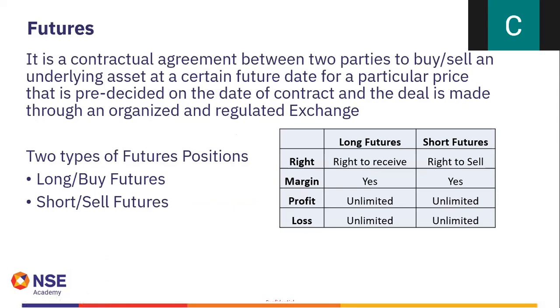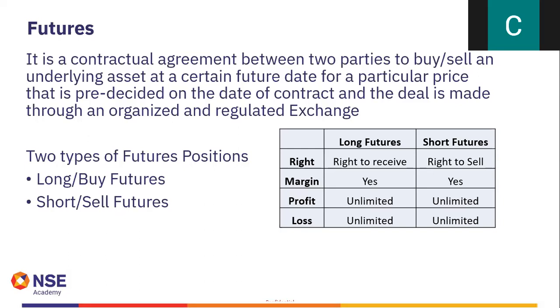Coming to futures and options in detail. What exactly is a futures? It's a contract between two parties. One party will be buying a futures contract, one party will be selling. Two parties to buy or sell an underlying asset at a certain future date for a particular price that is pre-decided on the date of the contract, and the deal is made through an organized and regulated exchange. So simply, a contract which has been executed on the exchange platform, and it's a contract between two parties to buy or sell an underlying asset at a certain future date for a particular price. It's called a futures contract.